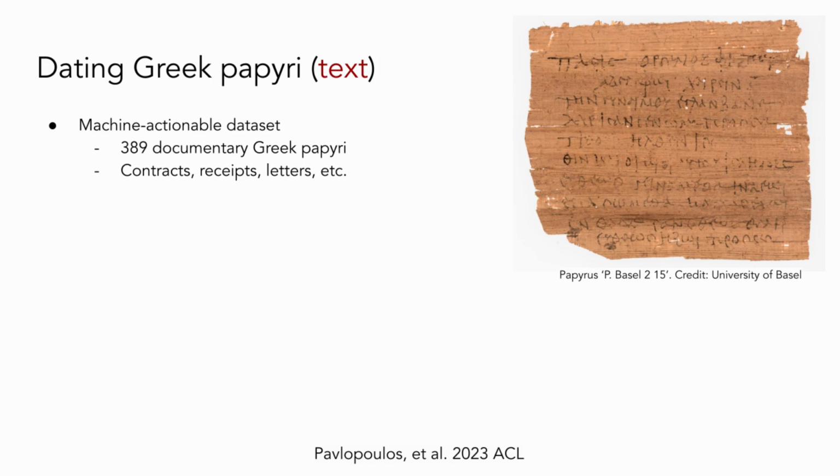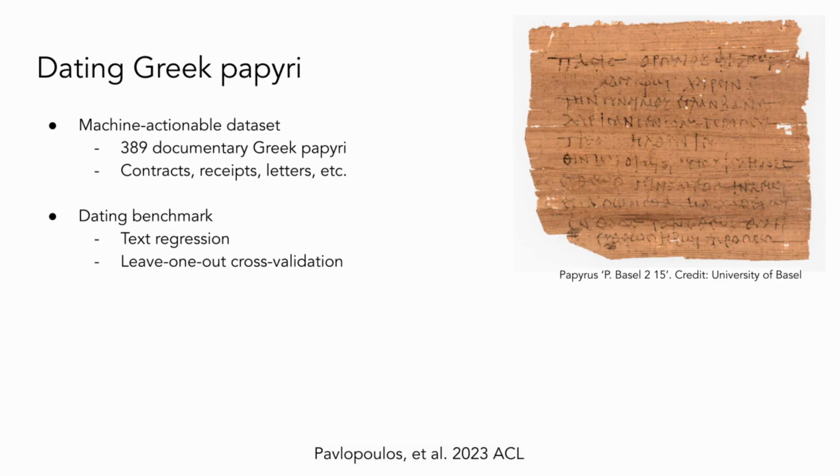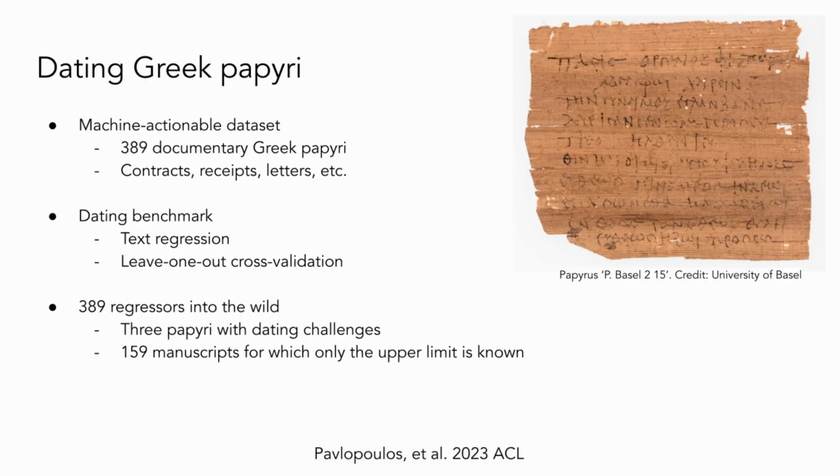The first of these presented a machine-actionable dataset of around 400 documentary Greek papyri containing texts of various aspects of daily life. And that's letters, contracts, receipts. And it also benchmarked chronological attribution, dating, using the transcriptions as input. So similarly as before, the text is the input. And it applied a committee of models, an ensemble, on manuscripts for which only the upper date limit is known.